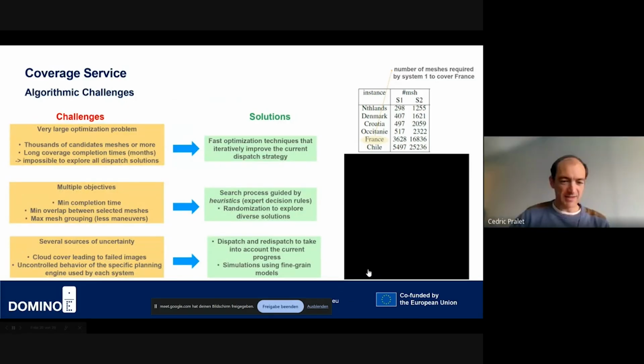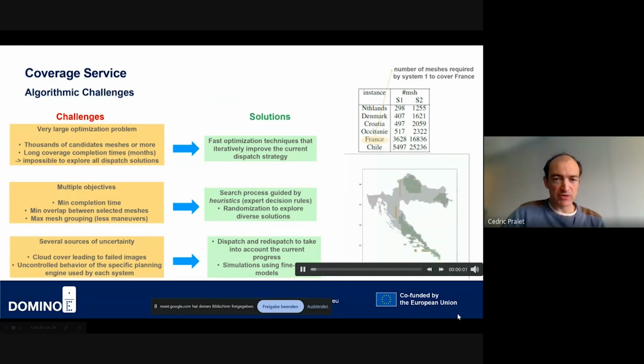Yes. So the main message of this slide is to show that within each Domino, you can encapsulate your own algorithms, even if the problem to solve is complex. Here on the video, you see our Domino running, our algorithms running on an area which is Croatia. And the algorithms are dispatching this area to two systems, one in green and one in yellow. So we have meshes that are dispatched to the systems.